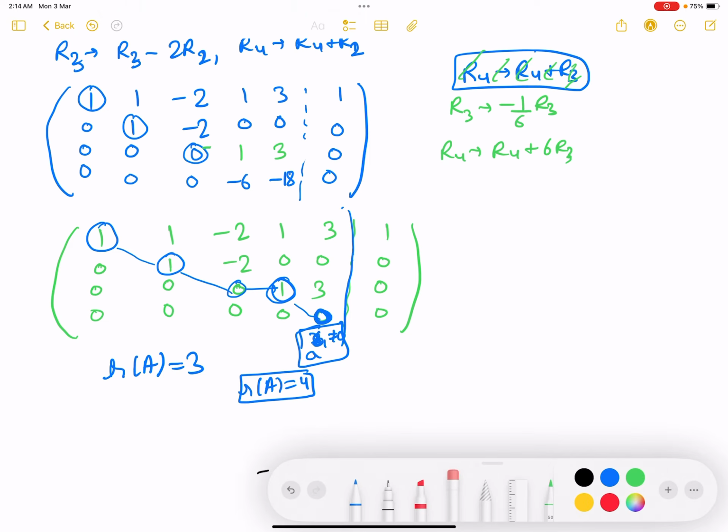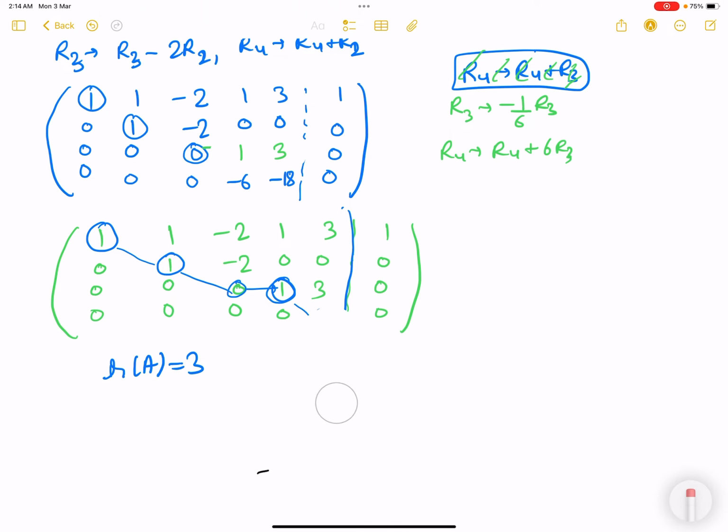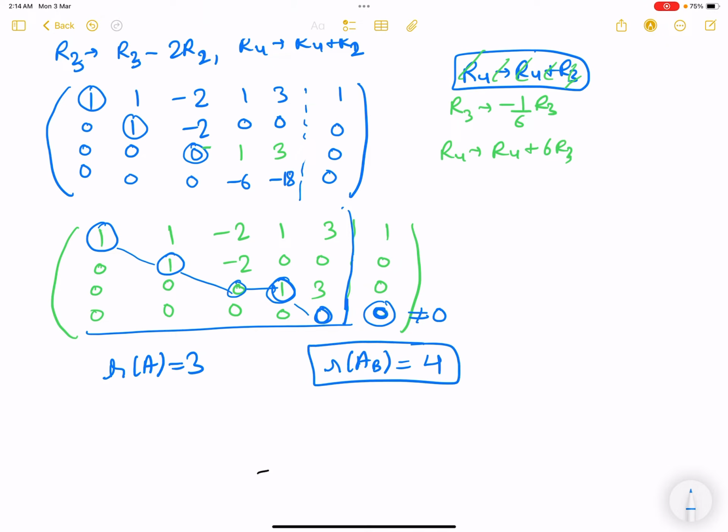But now we have seen it is coming out to be 0. So we'll move now to check the rank of A augmented B. This is already 0 rank of A, and if this element is not equal to 0, then rank of A augmented B would be 4. But in this given case, rank of A augmented B is 3 because this is also 0. So we have 3 independent rows only. So we know the solution would exist.